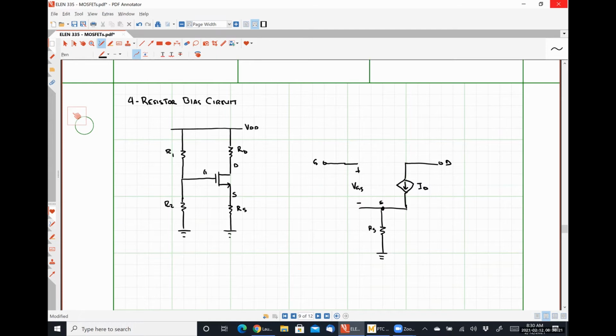Between the drain and the power supply, I have that resistance RD. Between the gate and the power supply, I have a resistance R1. And between the gate and ground, sorry, I apologize for misspeaking, I have that resistance R2.